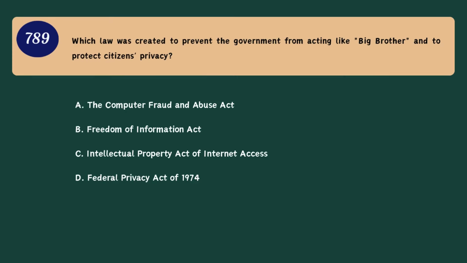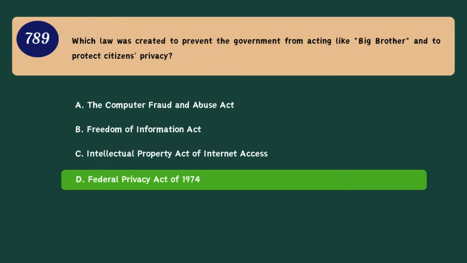Question 789. Which law was created to prevent the government from acting like Big Brother and to protect citizens' privacy? A. The Computer Fraud and Abuse Act. B. Freedom of Information Act. C. Intellectual Property Act of Internet Access. D. Federal Privacy Act of 1974.